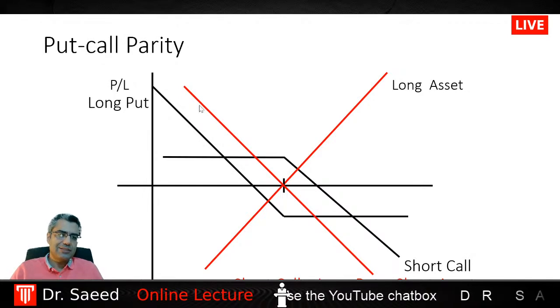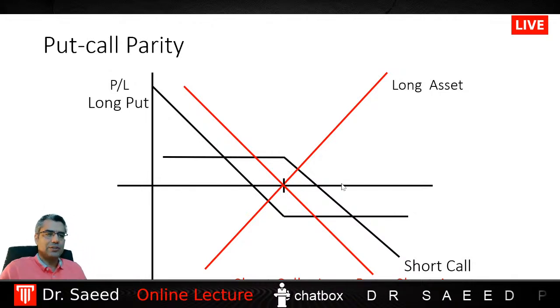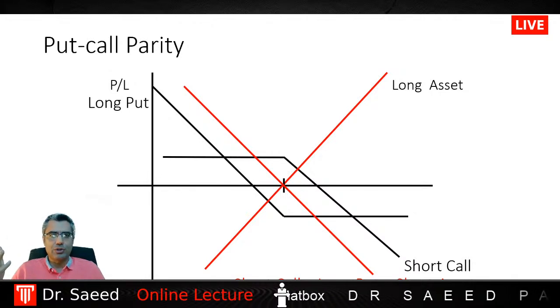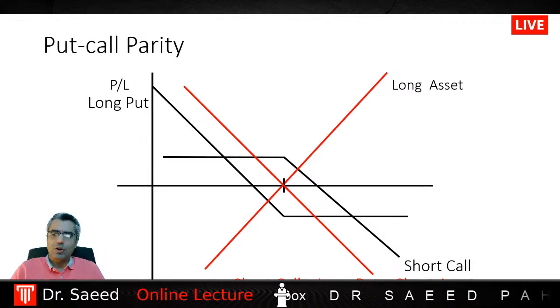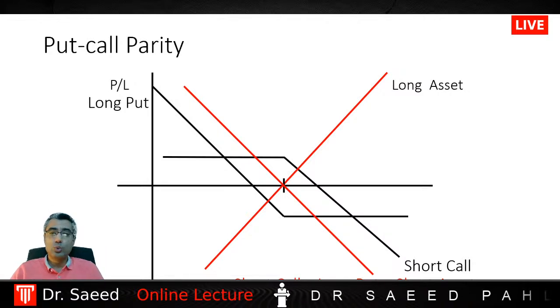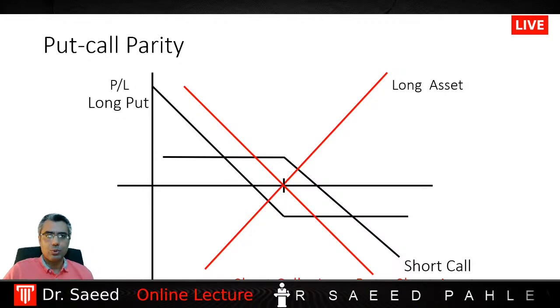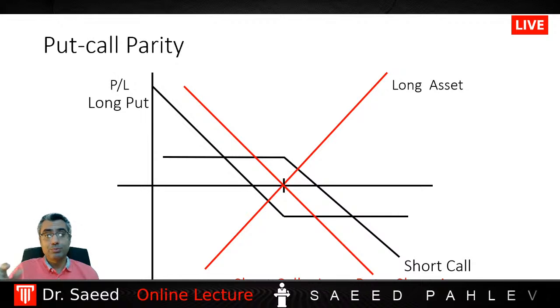Then this short asset will cancel out this long asset, and all cancel out each other and you won't be affected. And this is arbitrage, right? You remember, arbitrage means riskless profit, meaning you won't be affected by price changes. It doesn't matter if the price goes up or goes down, you have locked in your profit, right?